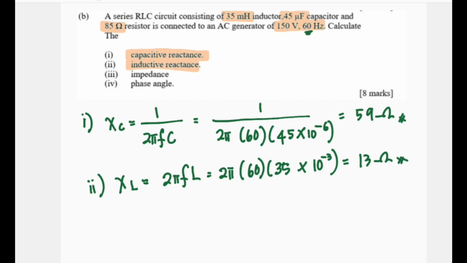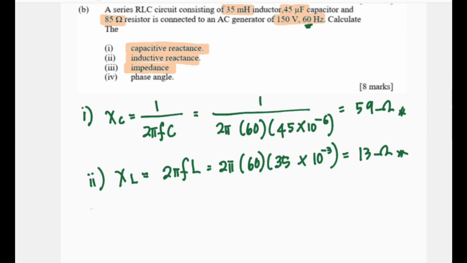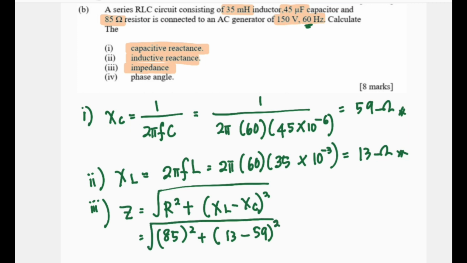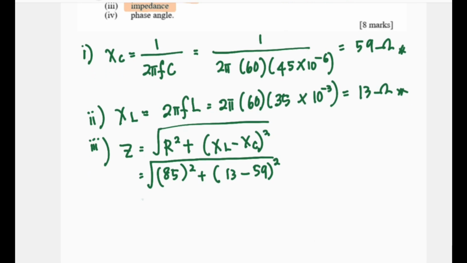For the third one, we are going to find the impedance. For impedance, the equation is Z equals the square root of R squared plus XL minus XC squared. So R equals 85 ohm, plus XL equals 13 minus XC equals 59, all squared, and we solve this equation. Now we get the value of Z equals 97 ohm.